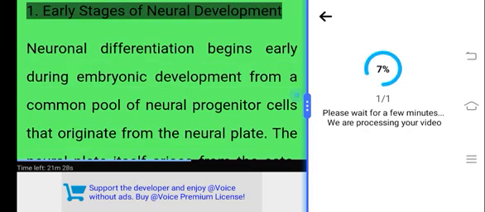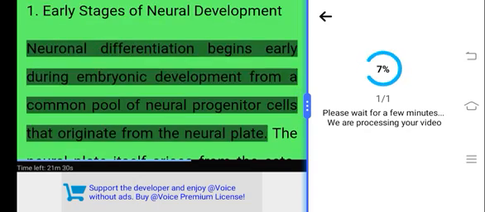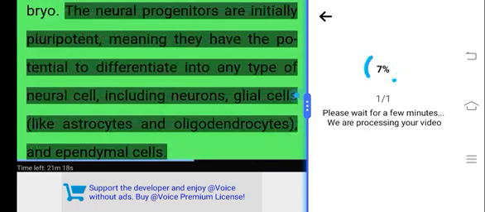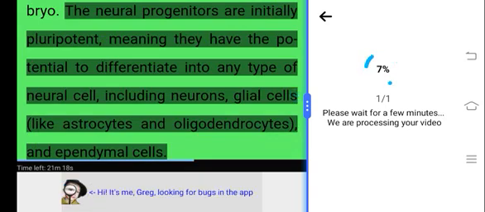1. Early stages of neural development. Neuronal differentiation begins early during embryonic development from a common pool of neural progenitor cells that originate from the neural plate. The neural plate itself arises from the ectoderm, the outermost layer of the embryo. The neural progenitors are initially pluripotent, meaning they have the potential to differentiate into any type of neural cell, including neurons, glial cells like astrocytes and oligodendrocytes, and ependymal cells.